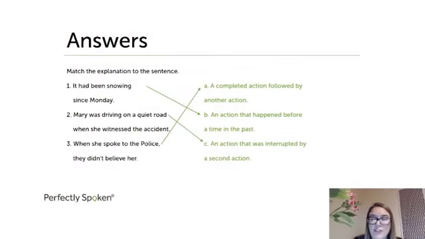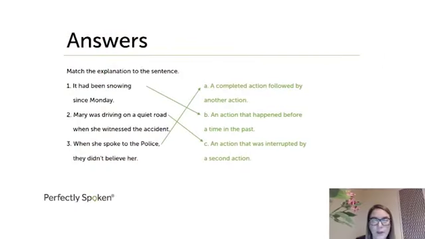And number 3, when she spoke to the police, they didn't believe her. This is a completed action followed by another action. So Mary spoke to the police, finished. They didn't believe her. So this is quite a useful tool, a useful thing to use when you're telling a story, something that happened.